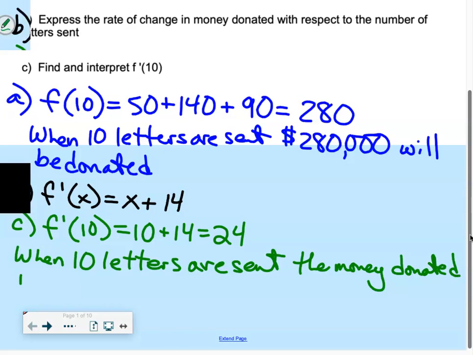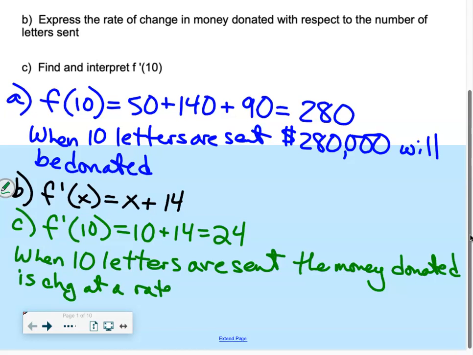is changing at a rate of, and it would be 24, and then the units for money donated is thousands of dollars, and then the units for x are letters, so $24,000 per letter. So however you want to write that, I'm just going to write $24,000 per letter. If you want to write 24 and then put the units thousands of dollars per letter, that's okay too. This just seems a little bit more intuitive to me to write $24,000 a letter.